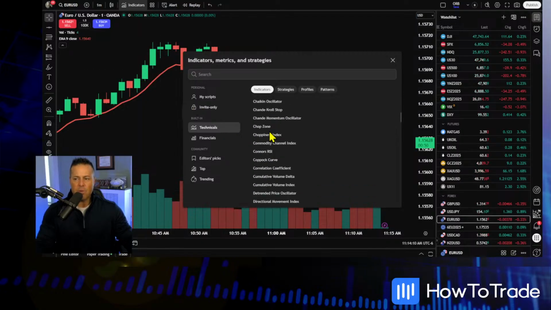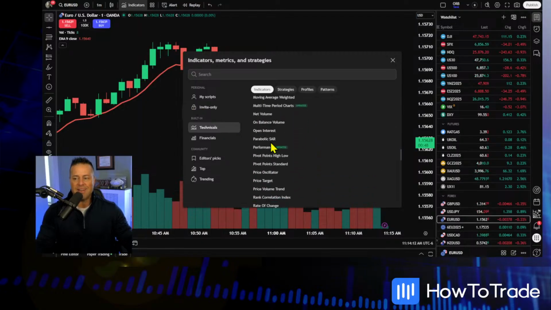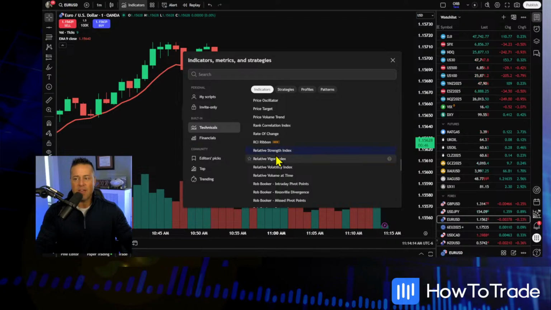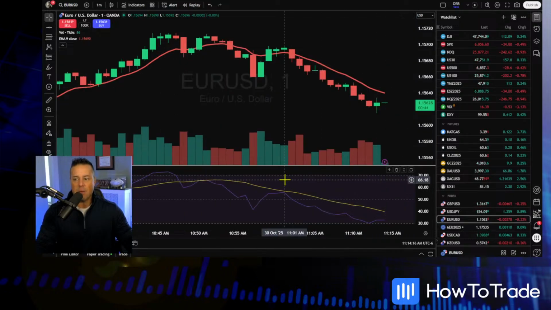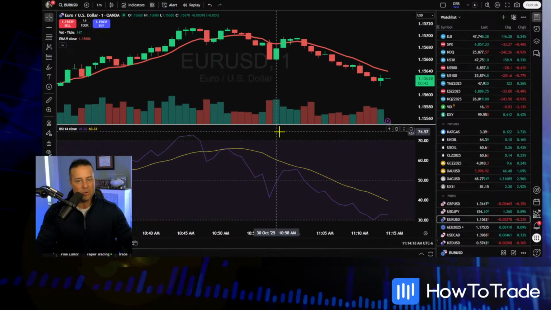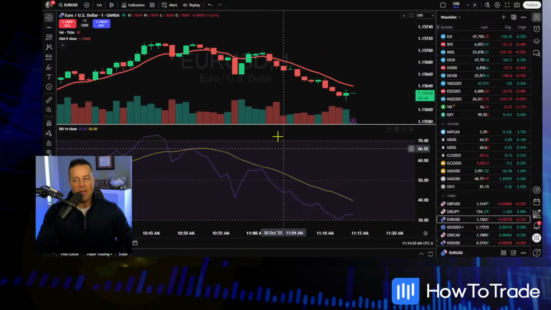In TradingView, you go up to indicators, you're going to go down to Relative Strength Index, which is going to be right here. Go ahead and give that a click. Now, once again, this is going to come up as a separate window. That's the way that I like it. You can get it as an overlay, but I like it as a window.